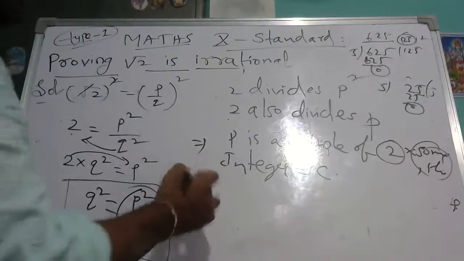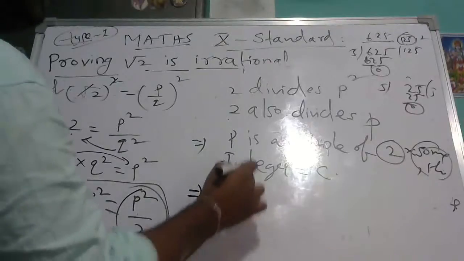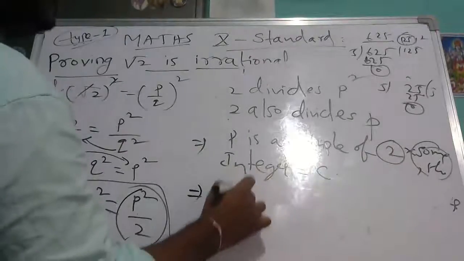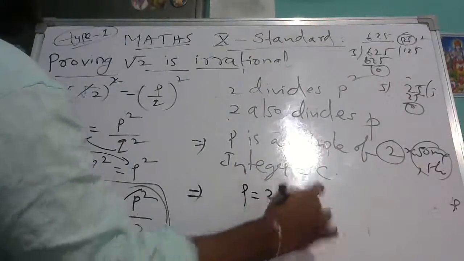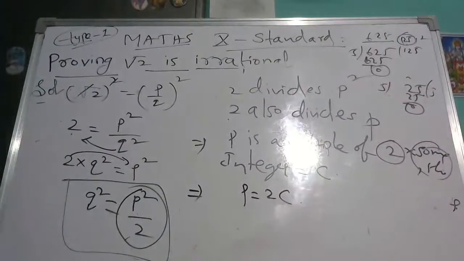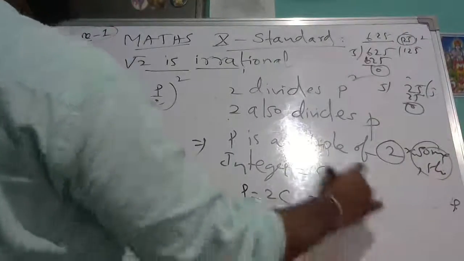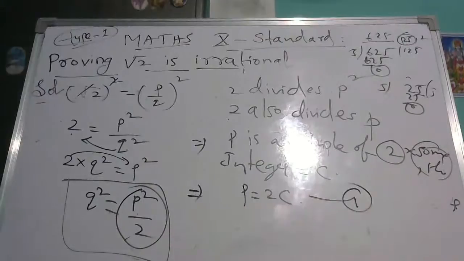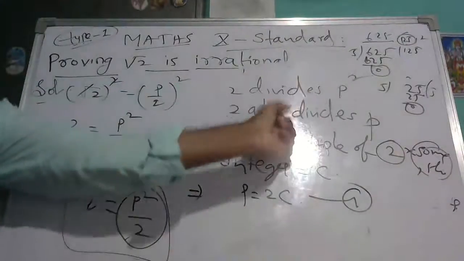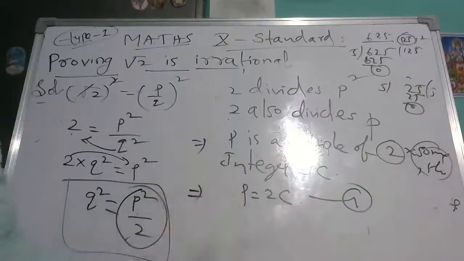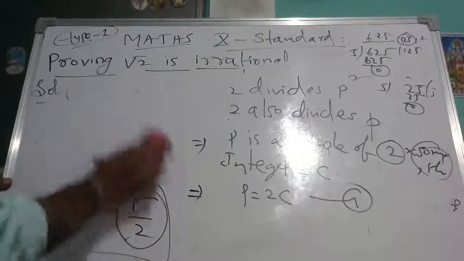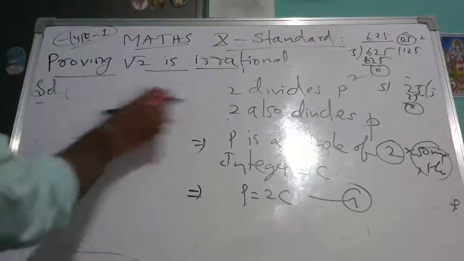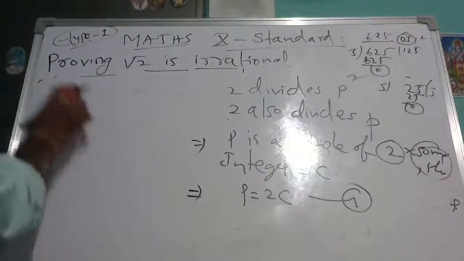So now I can write p is equal to 2c, equation 1. Here it's saying 2 divides p square, and 2 also divides p, so p is equal to 2c. Now substitute that p is equal to 2c in the previous equation. What is the equation?